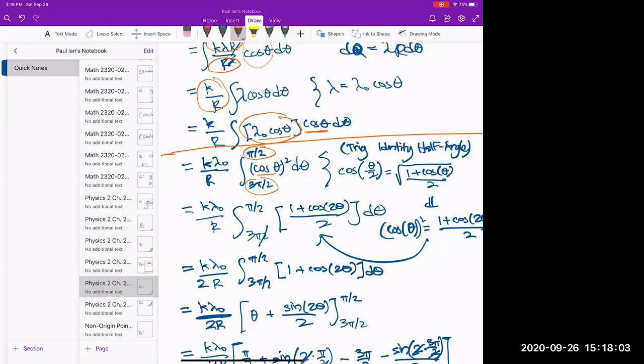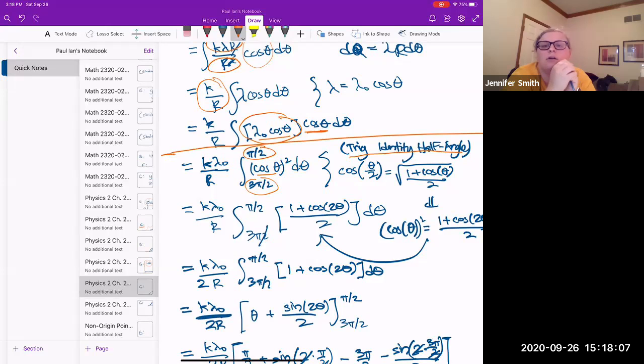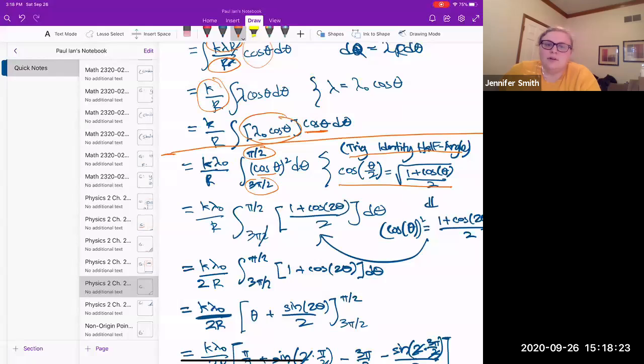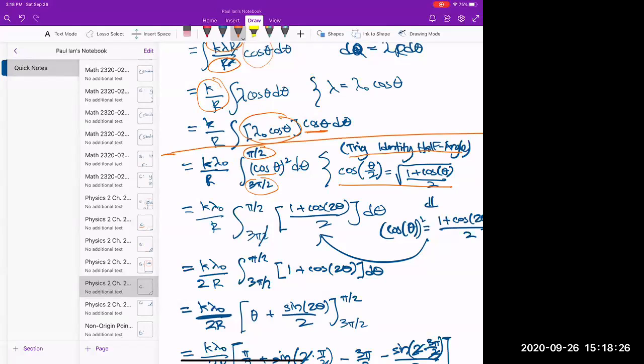The trig identity is what you have to use, the half angle identity. Do you remember this one? Not really, there are so many of them. I used to have them memorized during calc, but now I just look them up when I need them. One that applies here is the half angle.